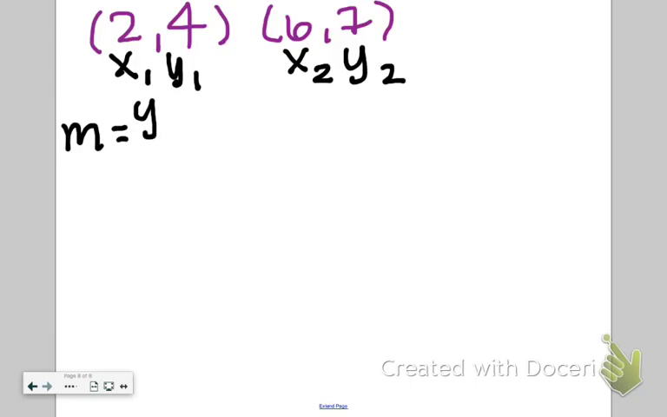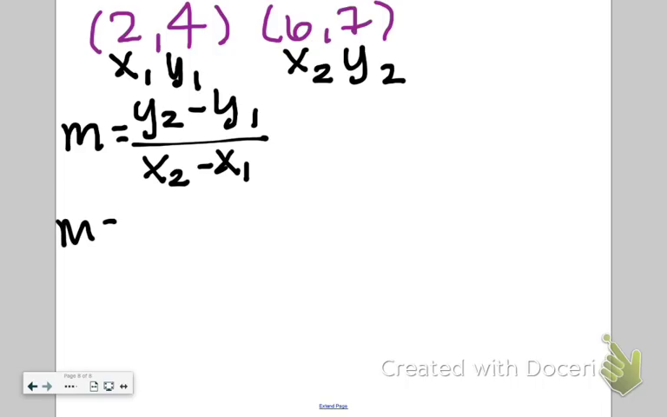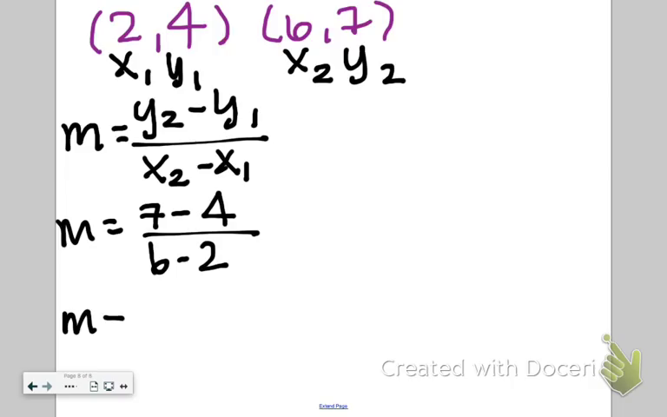All right, so remember that's y sub 2 minus y sub 1 over x sub 2 minus x sub 1. All right, so I'm going to substitute my values in. So I'm going to do 7 minus 4 over 6 minus 2. When I simplify that, I'm going to get 3 over 4.